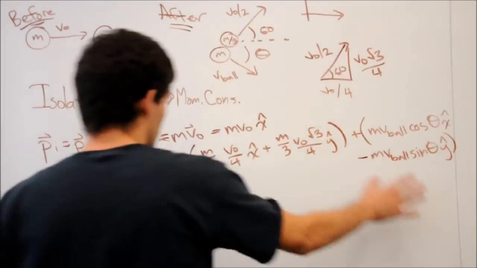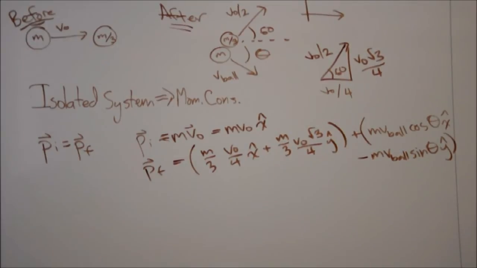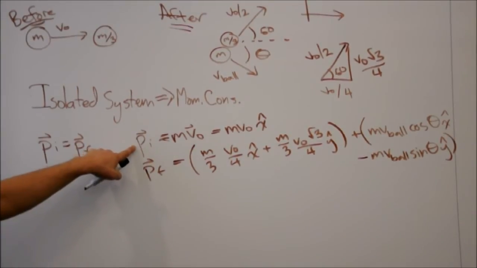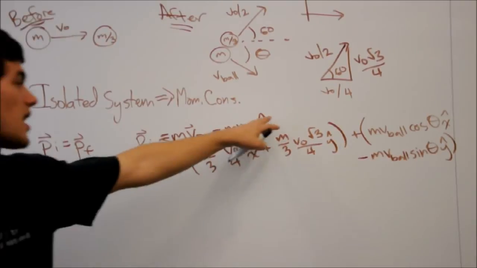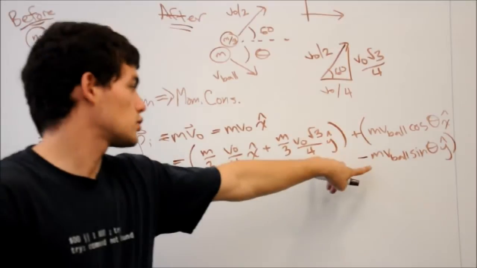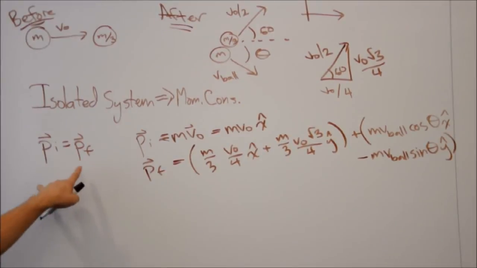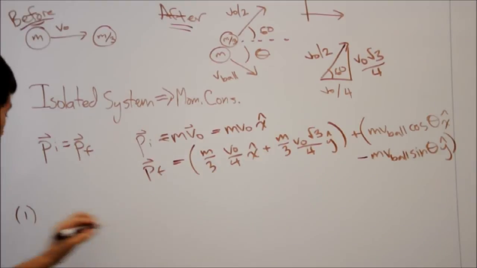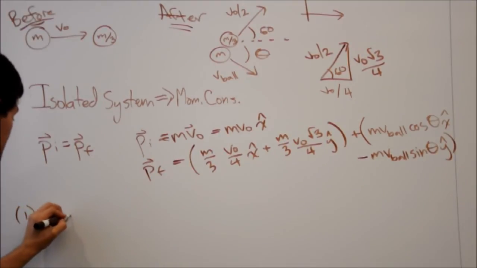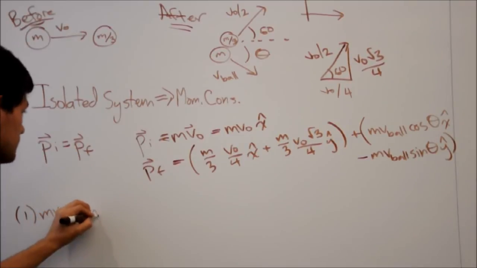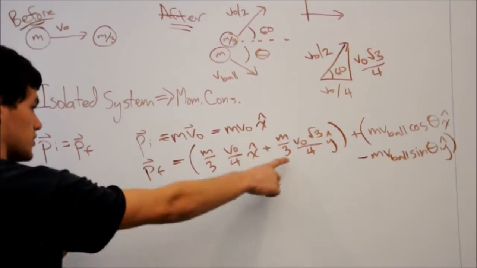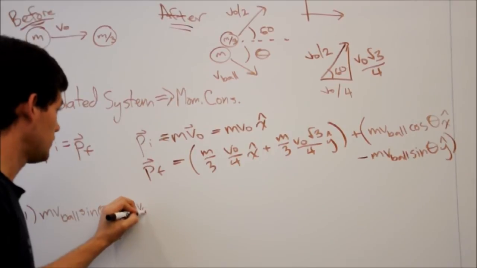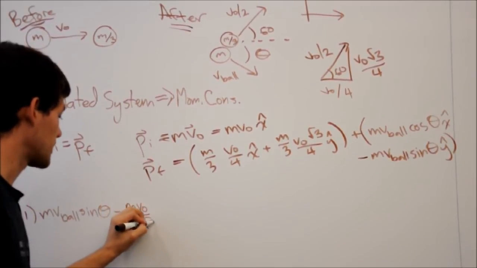And so now, looking at these, we can set up a system of equations. So we can see that since the initial momentum doesn't have a y hat term, these two y hat terms have to cancel out in order for this equation to hold true. So that gives us our first equation, which is that m v ball sine theta equals this right here, which is m v0 over 4 root 3.